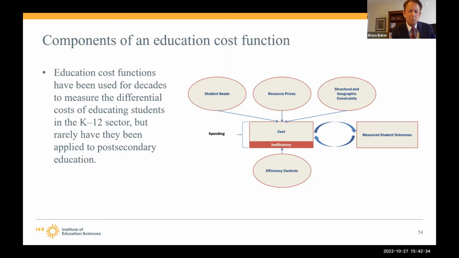Are they a small, remote institution? Are they an institution in a higher cost labor market where their faculty costs are going to be higher because of the competing wages they have to pay for them? That's the resource prices piece. To get student needs, resource prices, and other structural geographic figures like being small and remote.